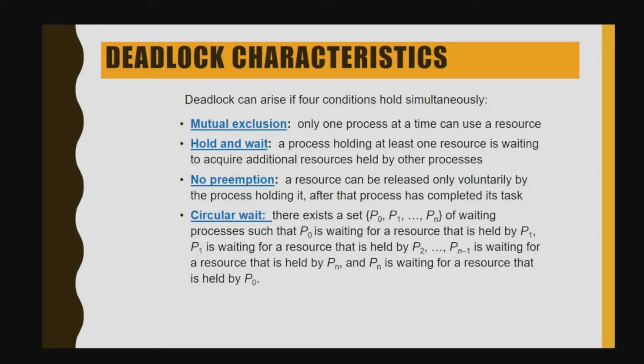Okay, the third is no preemption. A resource can be released only voluntarily by the process holding it, after that process has completed its task. It means that if one process uses the resource, it can only release the resource when it has completed the task. So no preemption, no interrupt during the process. When the process uses that resource, it must use it until it finishes. The other process cannot interrupt.